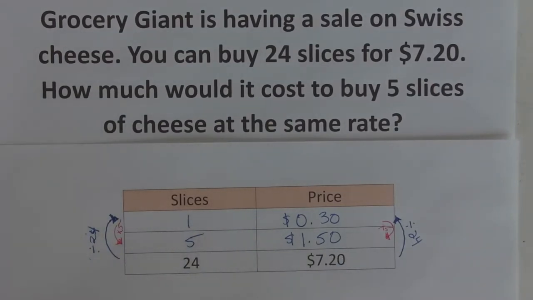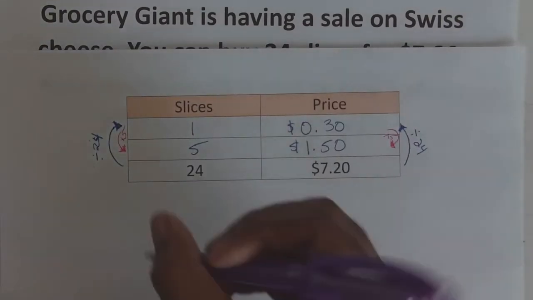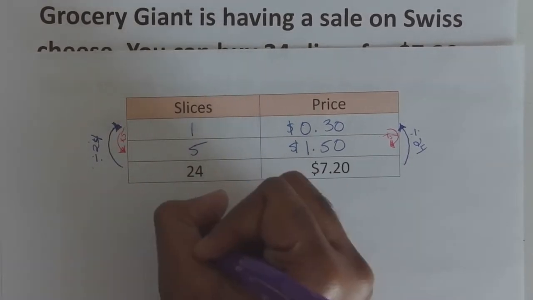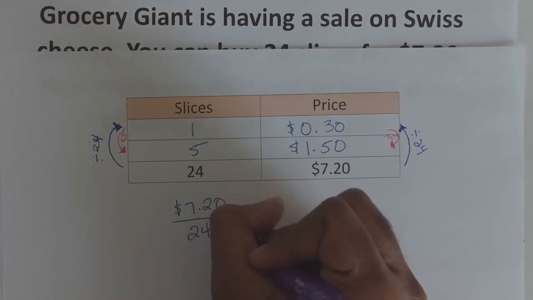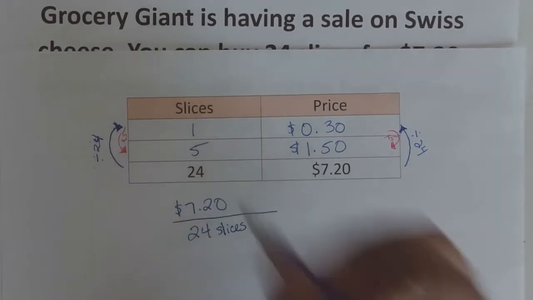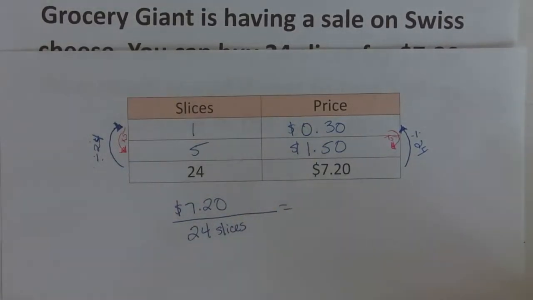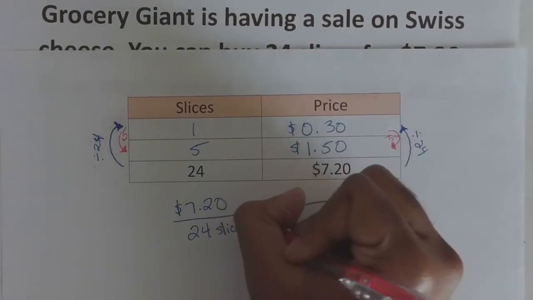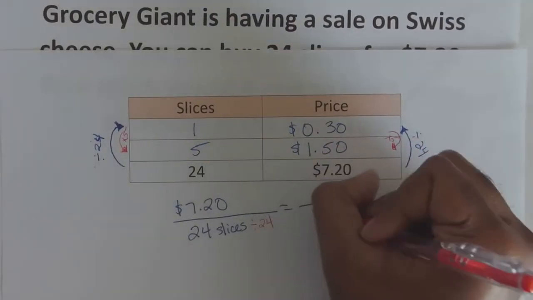Another way we can solve this is to find the unit rate. So I'm going to raise this up. I know $7.20 for 24 slices, which was given in my problem. To get my unit rate, I can divide 24 by 24, which is going to give me my 1, which is what I need to represent 1 slice.